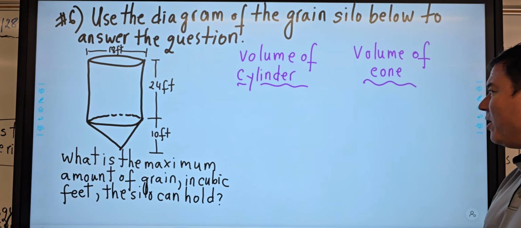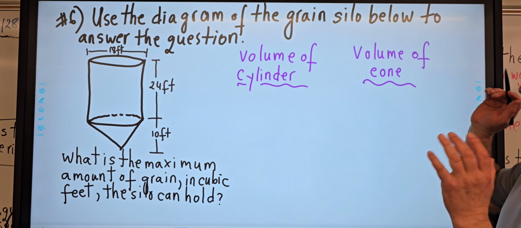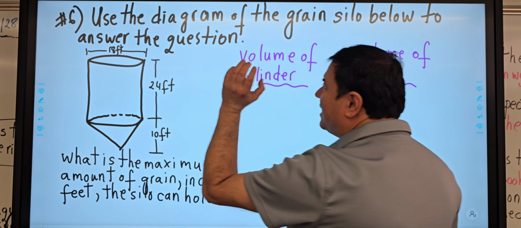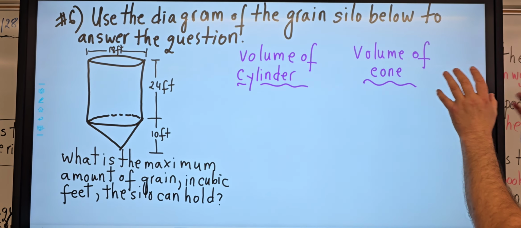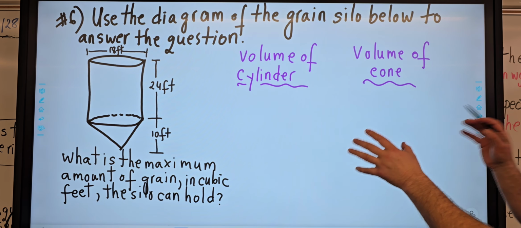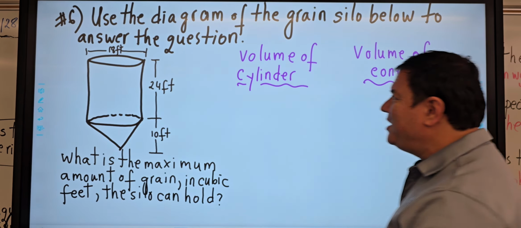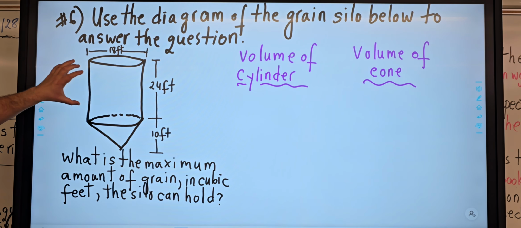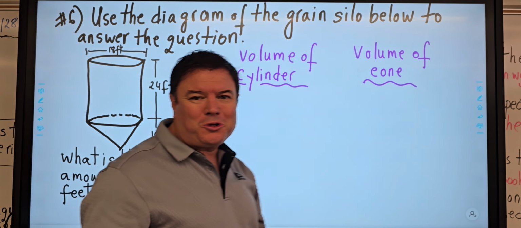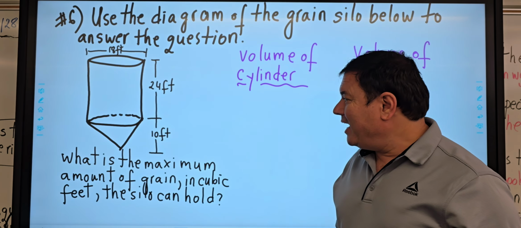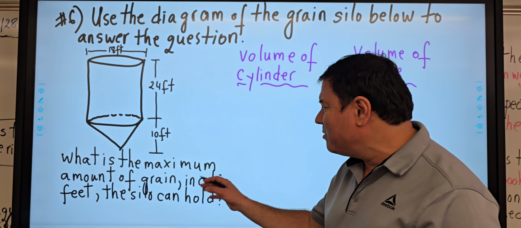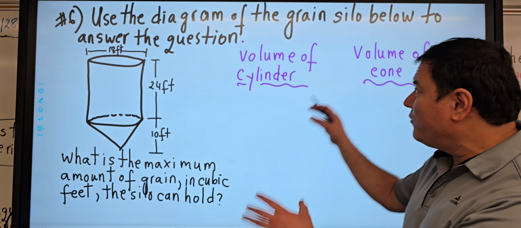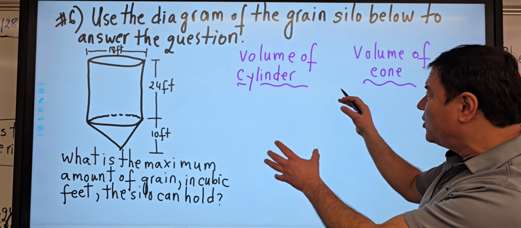Let's take a look at another problem here. Here we have a cylinder and a cone, and they're asking us to use the diagram of the grain silo below to answer the question. This shape is made up of a cylinder and a cone. In order for us to find the maximum amount of grain in cubic feet the silo can hold, we need to find the volume of the cylinder first.